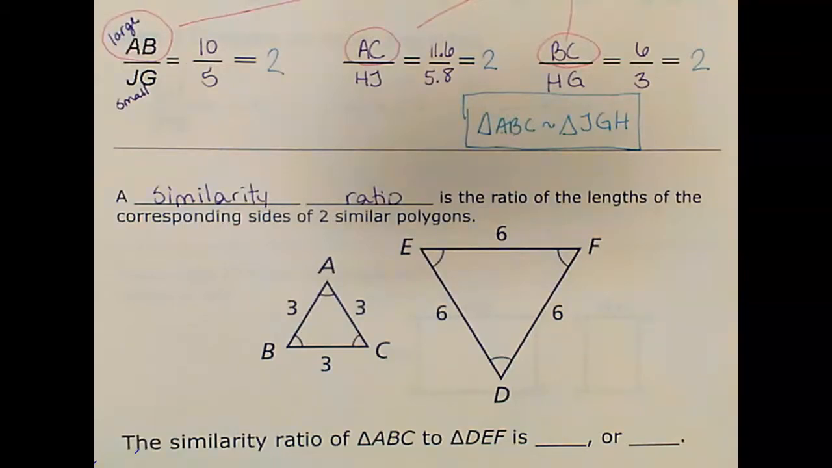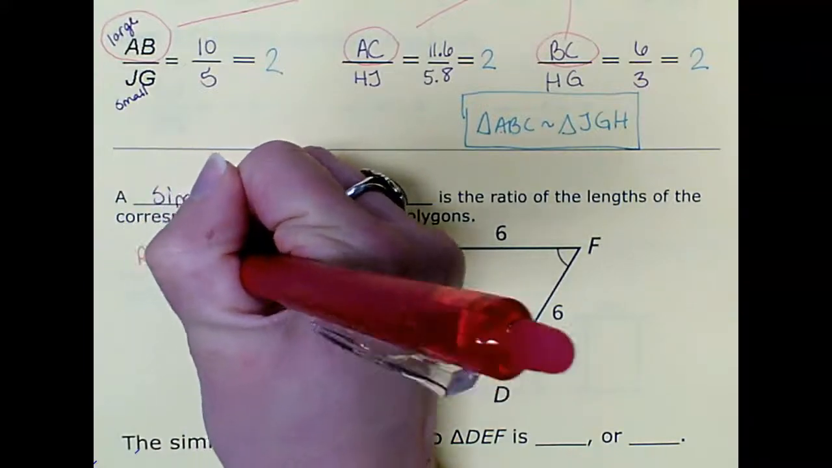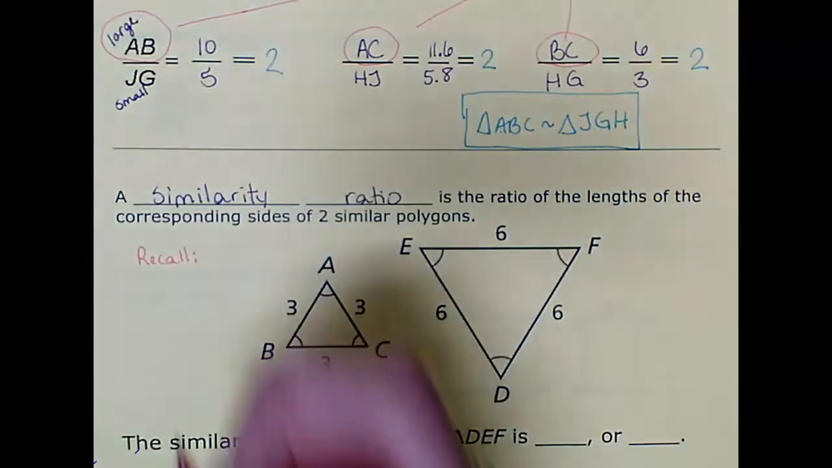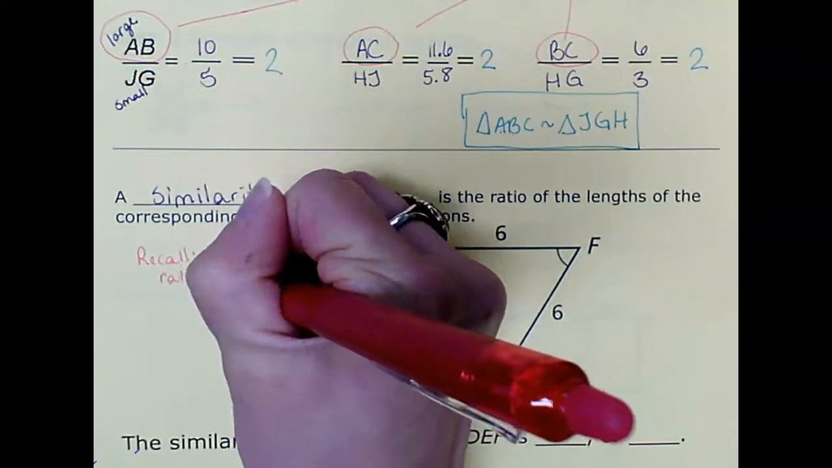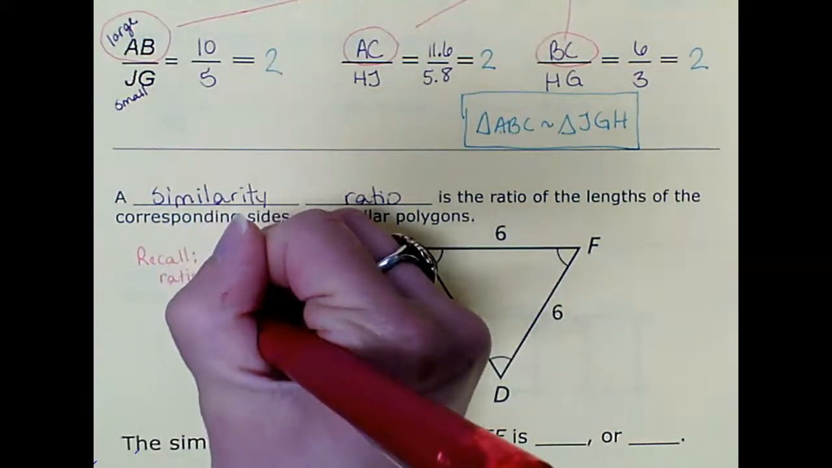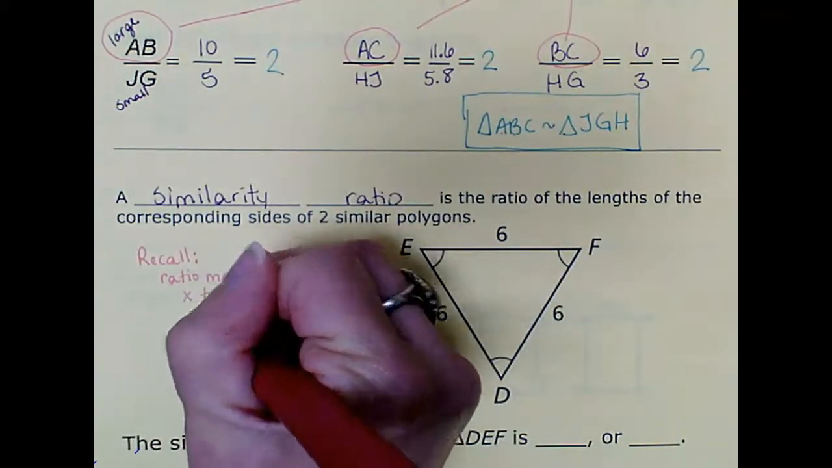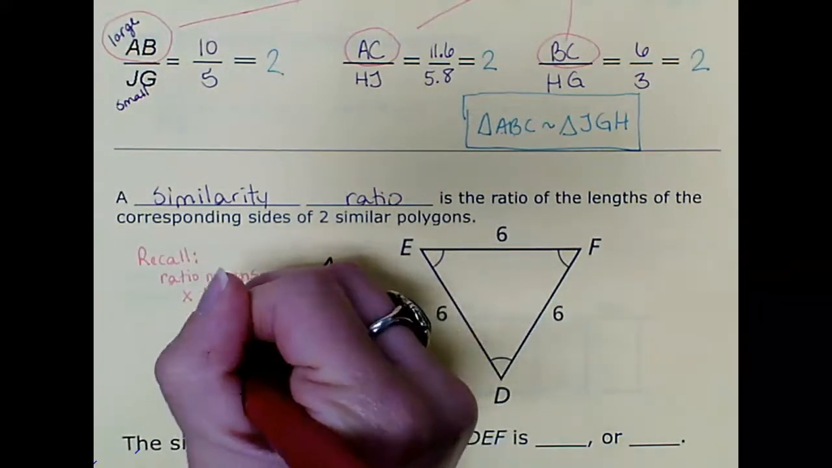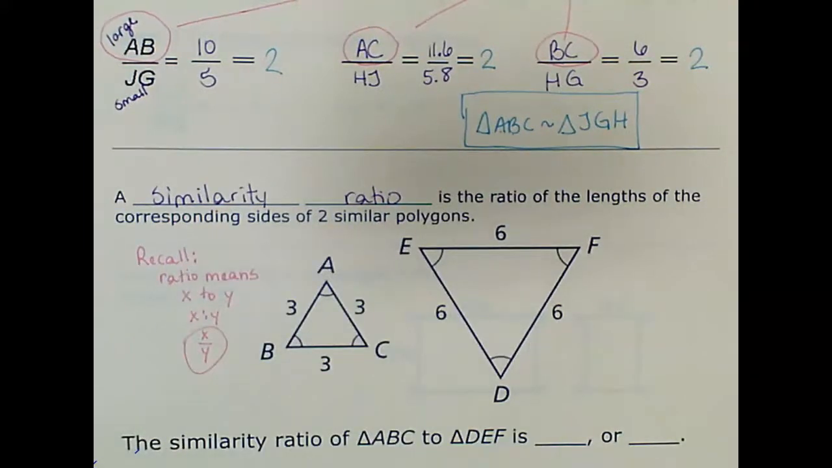So I want you to recall something from a few sets of notes ago. So I want you to recall that ratio can be written in a few different ways. So it can be written as like a value x to a value y. It could be written as x colon y. And it can also be written as x over y. And this is the way that we're typically going to write it, but you don't always see it that way.